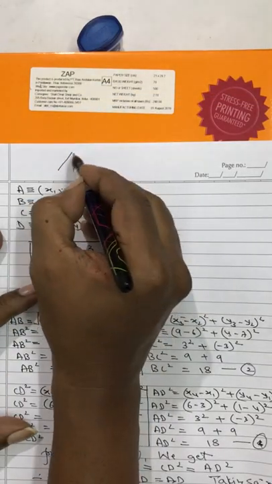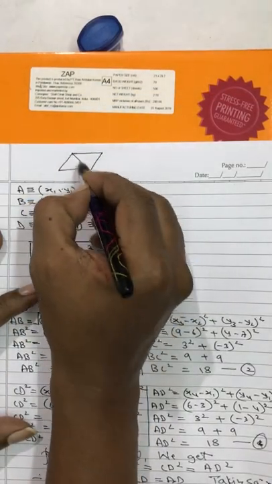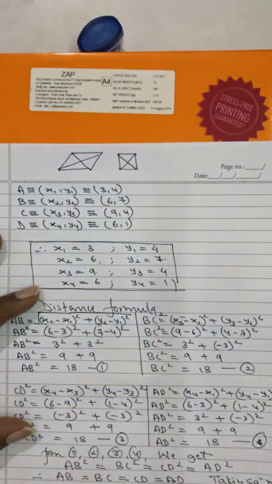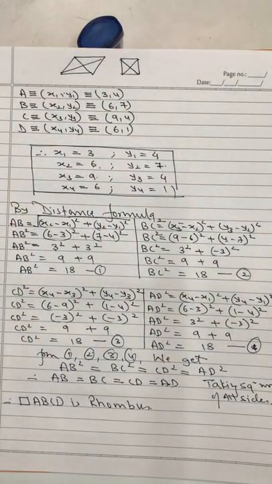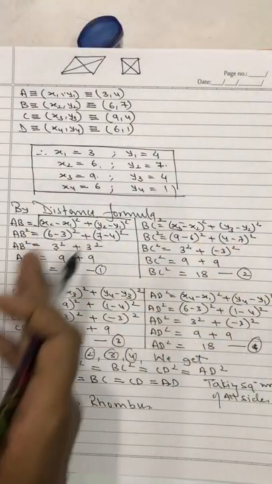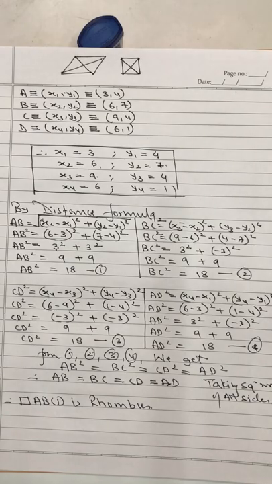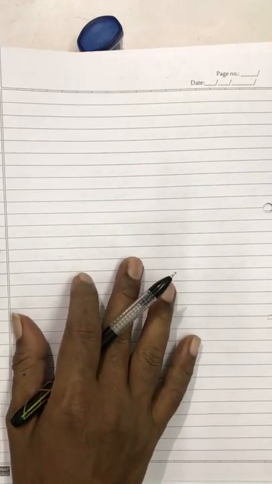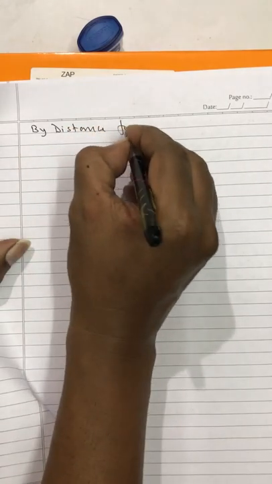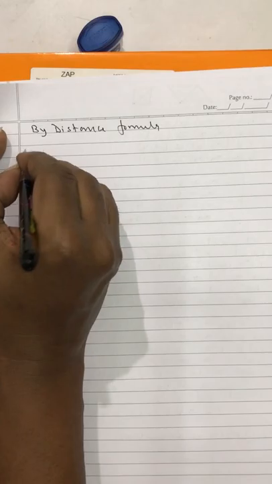Because for a rhombus, diagonals are not congruent. But for a square, diagonals are congruent. This is what I told you. Your basics have to be strong. So now you will have to find AC and BD also, and AC and BD should be congruent to each other. Of course, AC and BD will not be congruent to AB, BC, CD and all. So we will have to find by distance formula, but now it will be by distance formula. I will have to find AC.